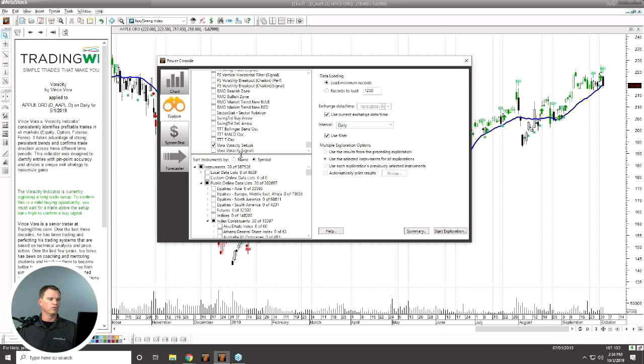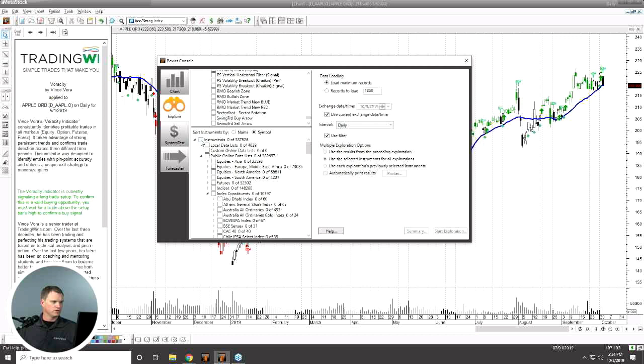And so what I have done also inside of MetaStock, this is kind of just a side note as well, you can actually download your own data and use that to run your scans. So that's exactly what we're going to do. I'm going to run a scan on the optionable stocks. There's about 4,300 of them. And then I just want to make sure I'm only selecting those. Okay, and then over here on this right side, you just select start exploration. And I'm only selecting the Vince Vora one for the setups.